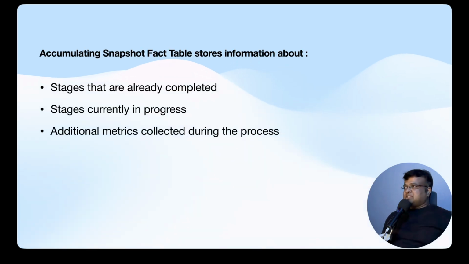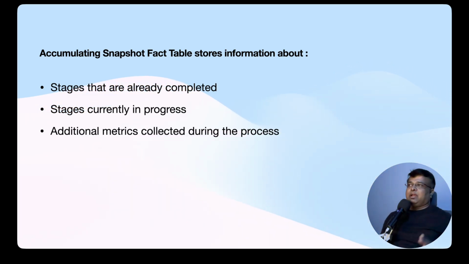In other words, we are interested in measuring the elapsed time between different steps in a process. Typically, this type of fact table stores information about stages that are already completed, stages that are currently in progress, and sometimes additional metrics collected during the process. At any point in time, you can look at a row in an accumulating snapshot fact table and immediately understand where a particular process currently stands.